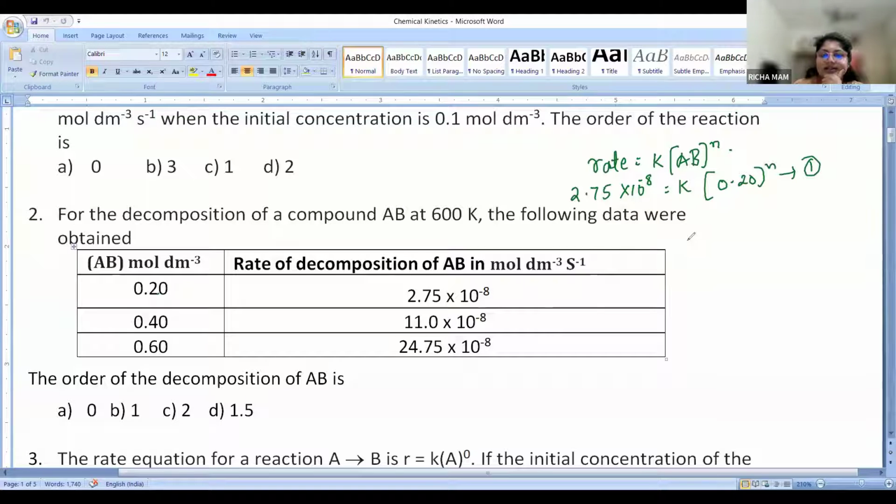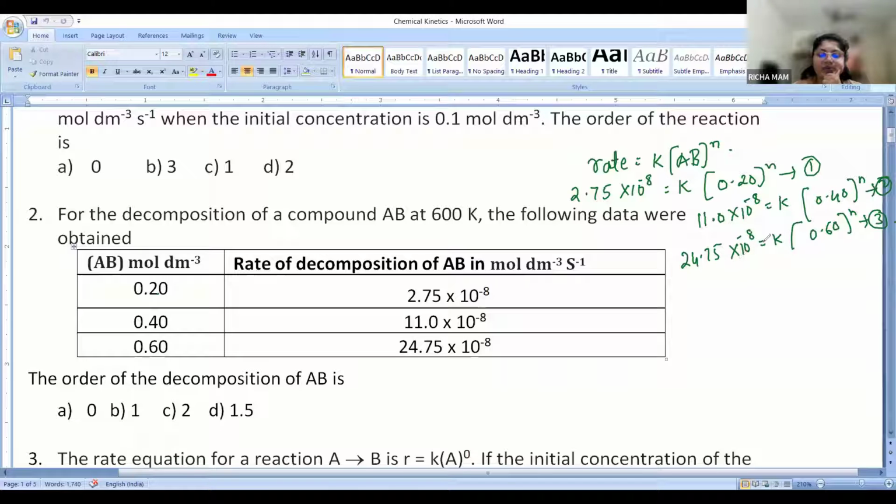Then the second is 11.0 into 10 raised to minus 8 is equal to k into 0.40 raised to n. This is the second rate equation. Third one, 24.75 into 10 raised to minus 8 is equal to k into 0.60 raised to n. That is the third rate equation.